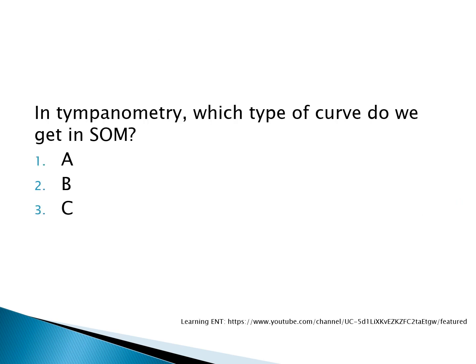So starting with the questions now, I think this is the simplest form of question that can be asked from this topic, and it is a simple recall type, that is you need to remember which type of curve do we get in secretory otitis media in tympanometry. Now in tympanometry there are various types of curves A, AS, AD, B and C, but we know that in secretory otitis media, since there is fluid in the middle ear, we get type B curve. So the correct answer is B type of curve. So this is a simple question, a recall type of question.